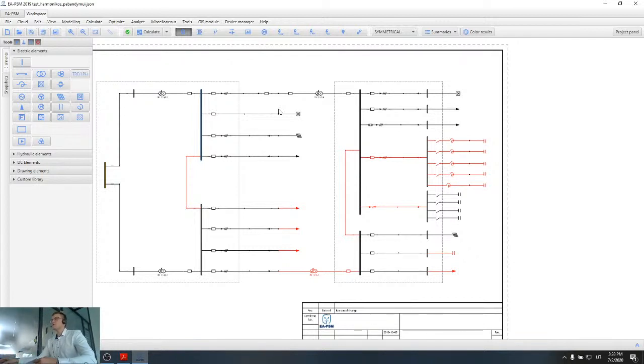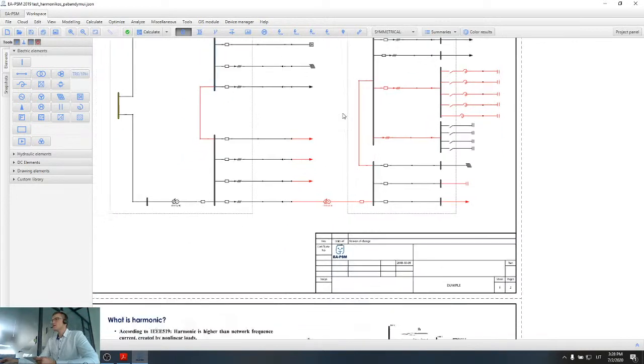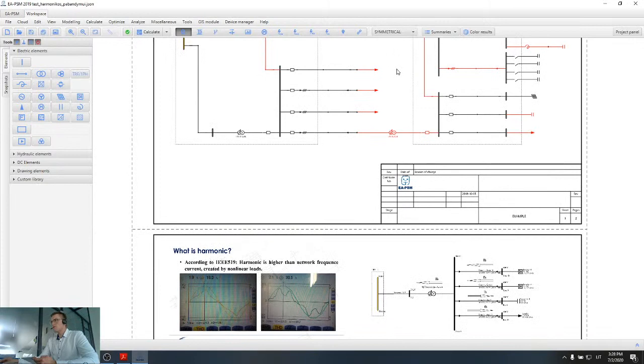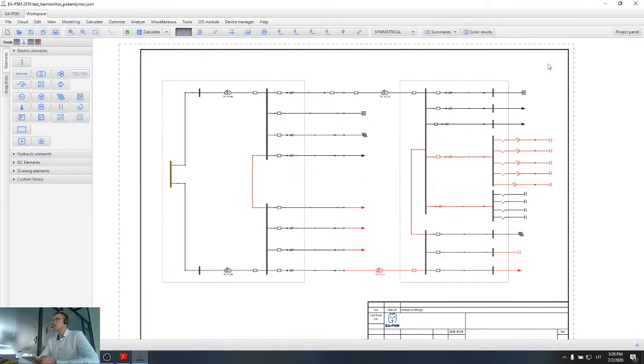So here is a short introduction about the harmonics and answering your questions. So now let's start doing harmonic calculations in the example which I have prepared, and we will check what the results of the harmonics are.